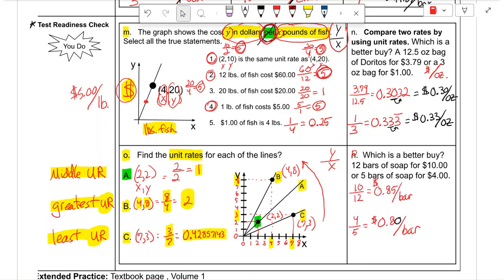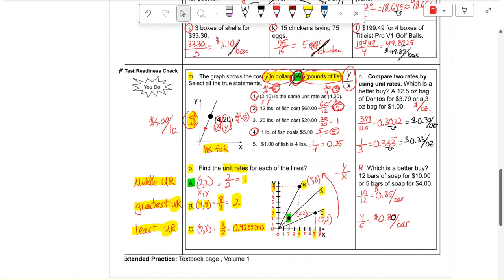All right, here we are on the last one. We're comparing how much a bar of soap costs, so the bars go on the bottom. 10 to 12, that's 85 cents per bar, and 4 over 5 actually came out to 0.8. But that's not money, so you've got to add that extra 0 here in the background. That's 80 cents per bar. All right, so that does it.